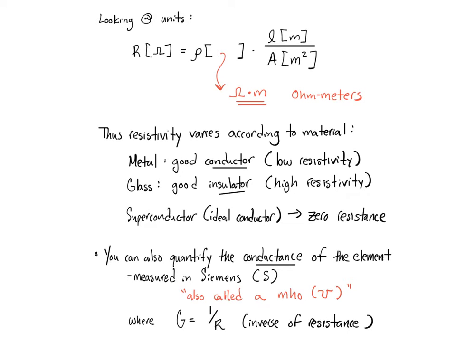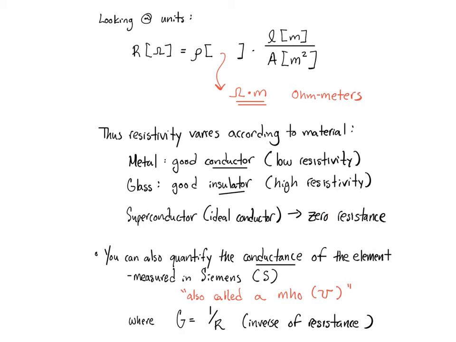Since it depends on this material property, it varies according to material. Metals, which are good conductors, have very low resistivity. Glass, which is a good insulator, thermally as well as electrically, has high resistivity. So if you want a large resistor, you could use less glass material to create that large resistance, whereas you would need a lot of metal in order to get the equivalent resistance.